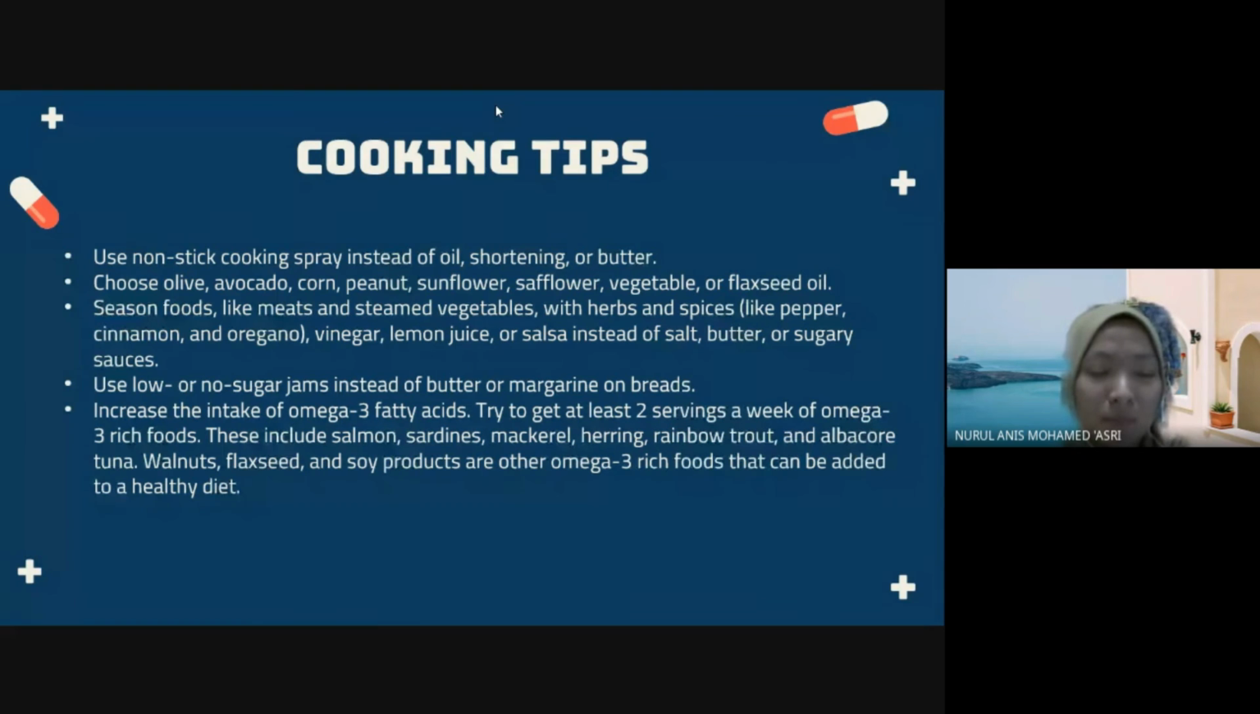For cooking tips, use non-stick cooking spray instead of oil, shortening or butter. Choose olive, avocado, corn, peanut, sunflower, vegetable or flaxseed oil. Season food like meats and steamed vegetables with herbs and spices instead of salt, butter, or sugary sauces. Use low or no sugar jam instead of butter or margarine on bread. Increase the intake of omega-3 fatty acid. Next.